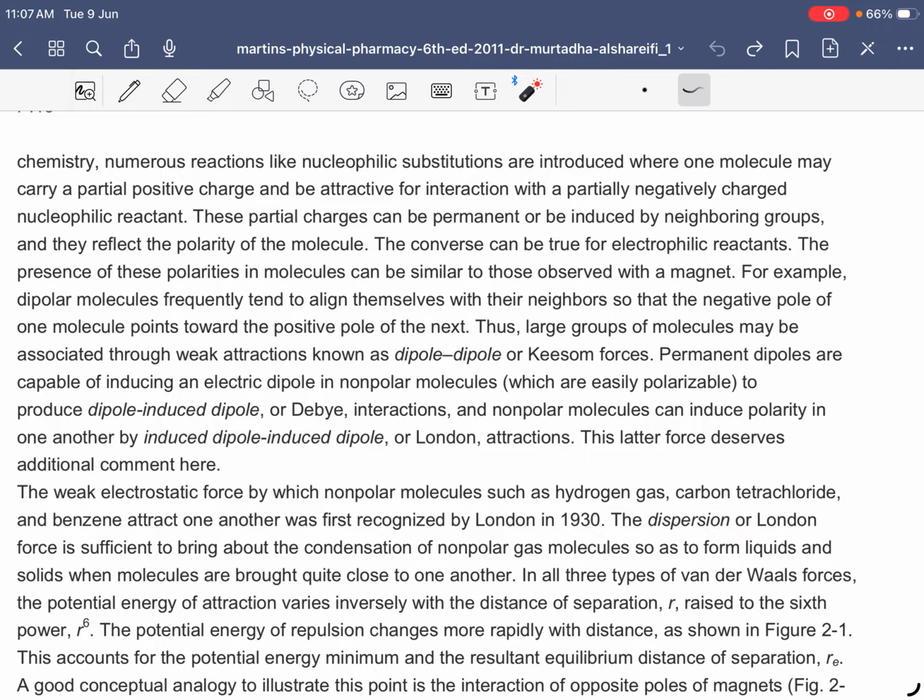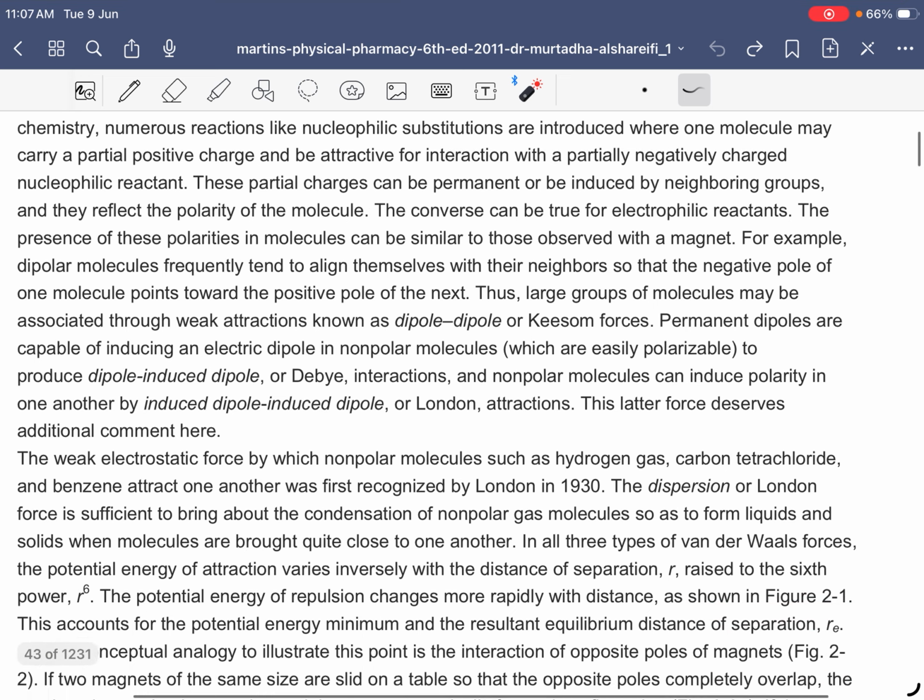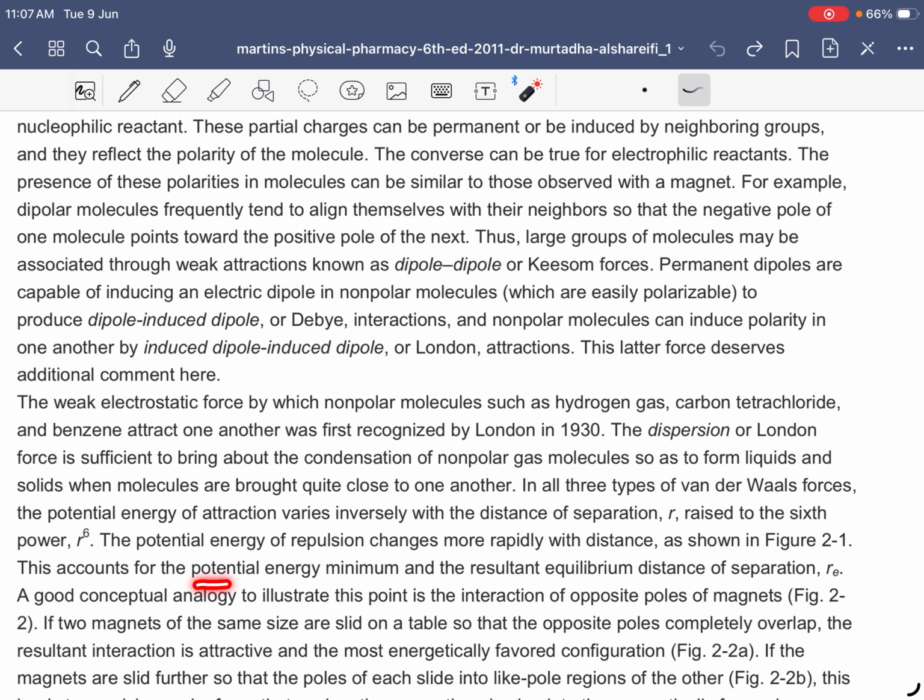The dispersion or London force is sufficient to bring about the condensation of nonpolar gas molecules so as to form the liquid and the solid when molecules are brought quite close to one another. In all three types of van der Waals forces, the potential energy of attraction varies inversely with the distance of separation raised to the 6th power, that is r to the power 6. The potential energy of repulsion changes more rapidly with distance as shown in figure 2.1. This accounts for the potential energy minimum and the resultant equilibrium distance of separation, that is Re.